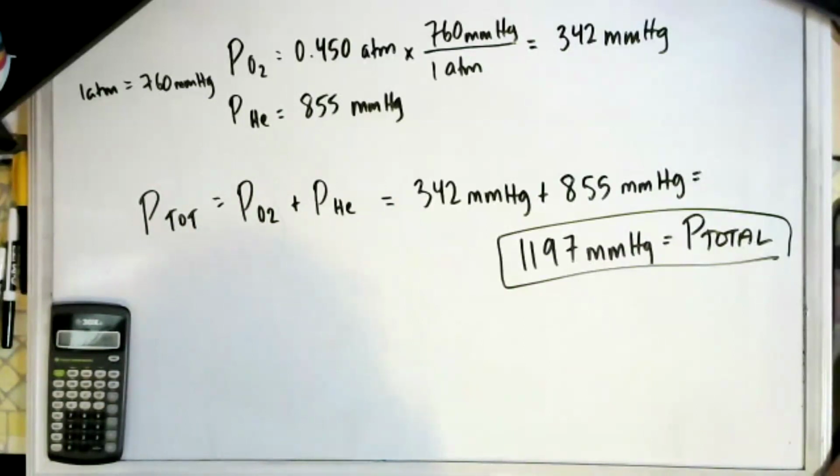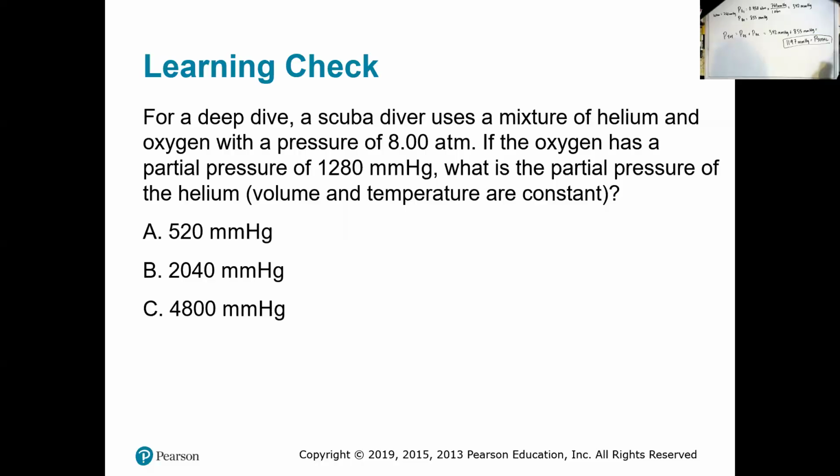Let's look at the next question. Here they're telling us that for a deep dive, a scuba diver uses a mixture of helium and oxygen with a pressure of 8 atm. So they're saying that that mixture has a total pressure of 8 atmospheres. Then they're saying that if oxygen has a partial pressure of 1280 millimeters of mercury, what is the partial pressure of helium?